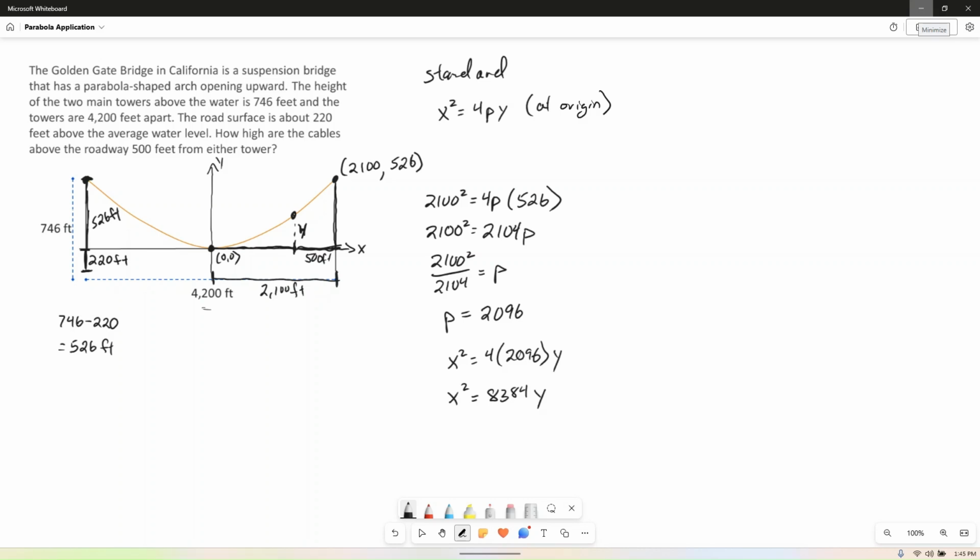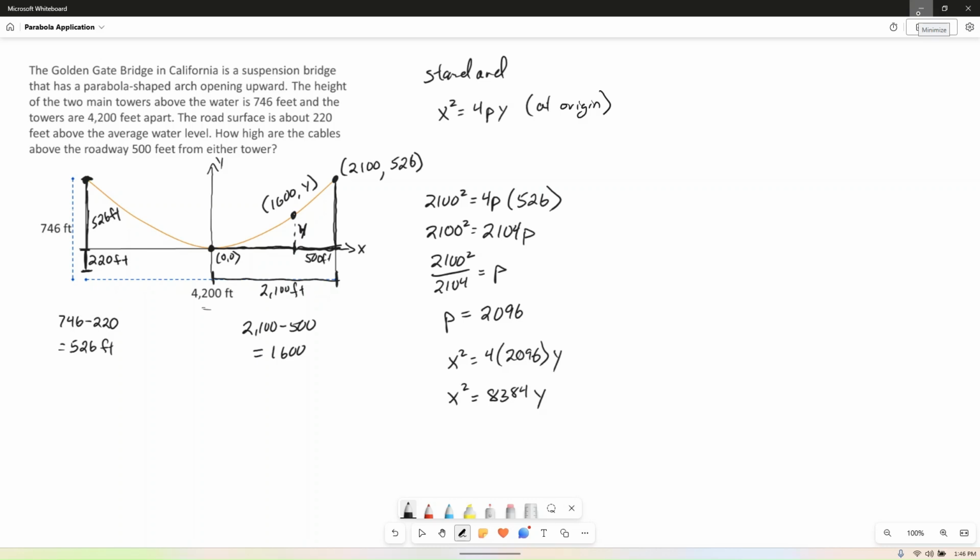So if it's 500 from the tower, how far is it from the origin? I know the whole width is 2,100. So what's 2,100 minus 500? That's going to be 1,600. So this coordinate has an x value of 1,600 and a y coordinate that I don't know. And that's what I'm actually trying to find. I know it's the y coordinate because that's the distance from the roadway, which is the x-axis, to the curve. So I want to take this coordinate of 1,600 for x and y for y, plug it into my equation, and solve for y.